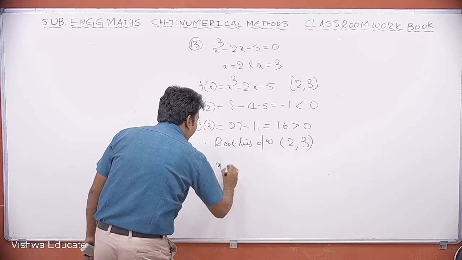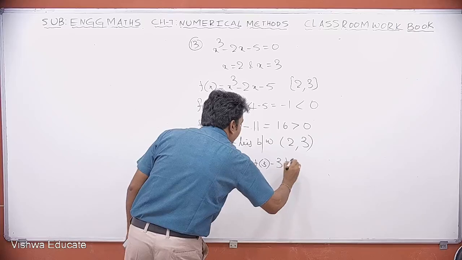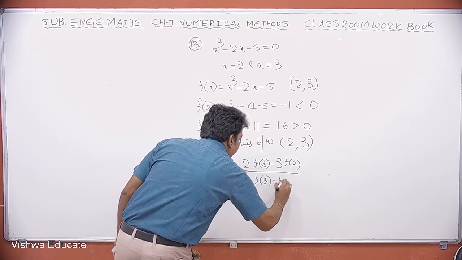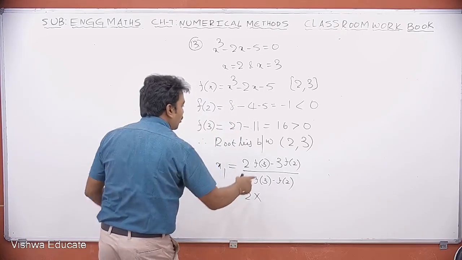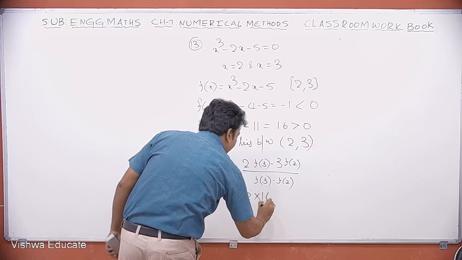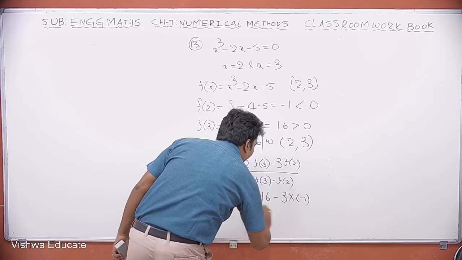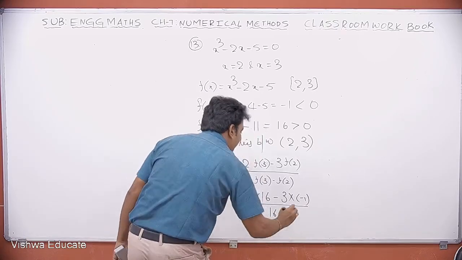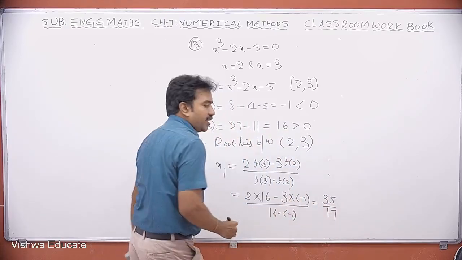Therefore the value of x1 by the Regula-Falsi method is (2 times f of 3 minus 3 times f of 2) divided by (f of 3 minus f of 2). So this is 2 into f of 3, which is 16, minus 3 into f of 2, which is minus 1, divided by f of 3 minus f of 2, which is 16 minus of minus 1. So this is 35 divided by 17.